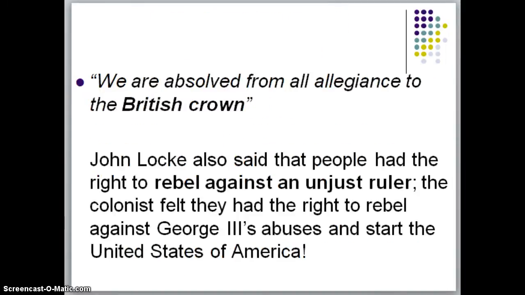Another quote says, "We are absolved from all allegiance to the British crown." John Locke also said that people had the right to rebel against an unjust ruler. So that's exactly what the colonists did. They felt that they had the right to rebel against King George III's abuses and start the United States of America.